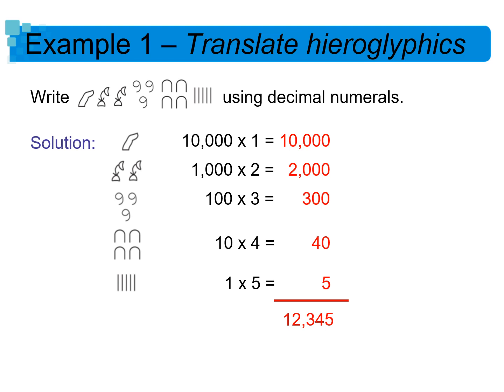So when you add all of these up, that gets to the number 12,345. So this hieroglyphics right here, that represents our numeral number 12,345.